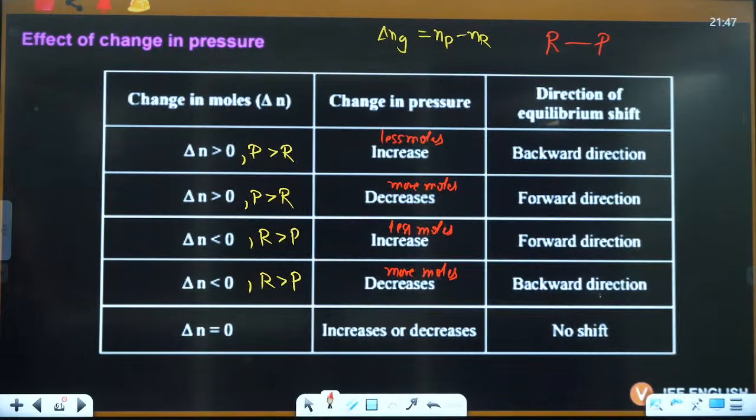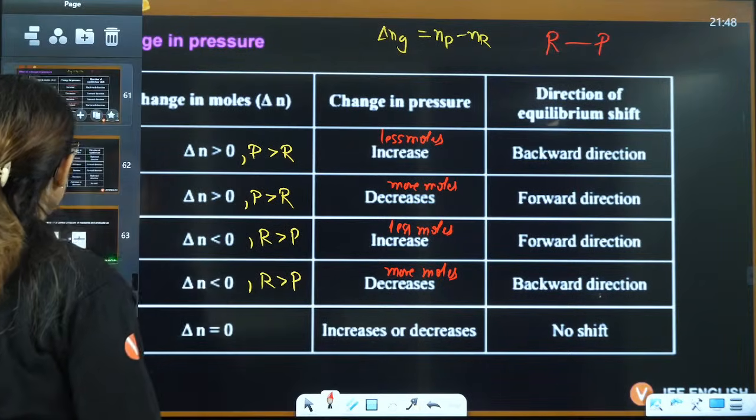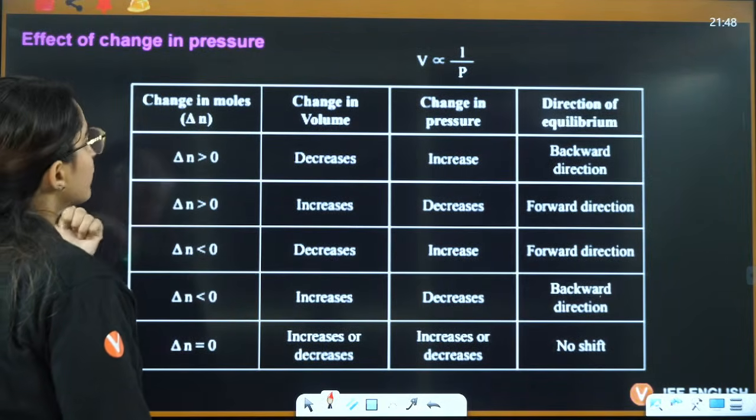Okay, tell me, is that clear? Is that clear what we are doing? Tell me, everybody, right?